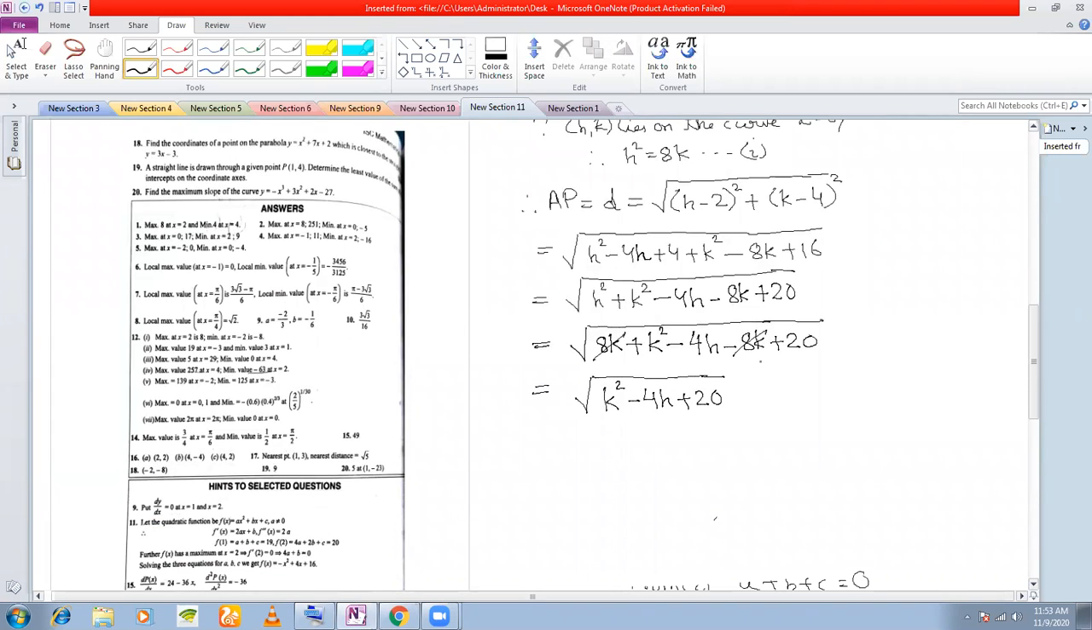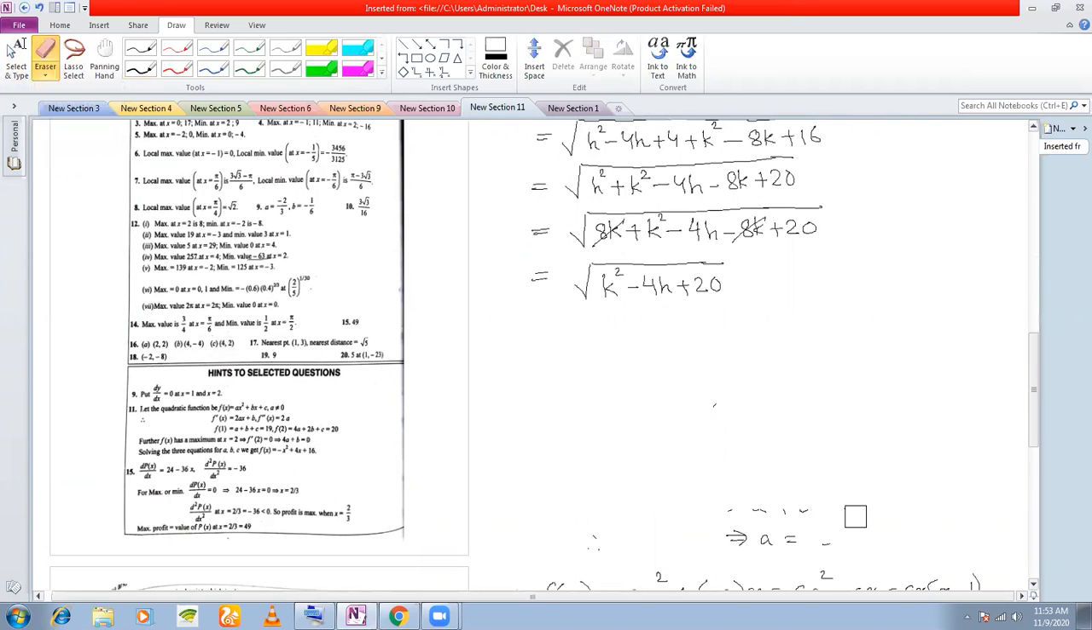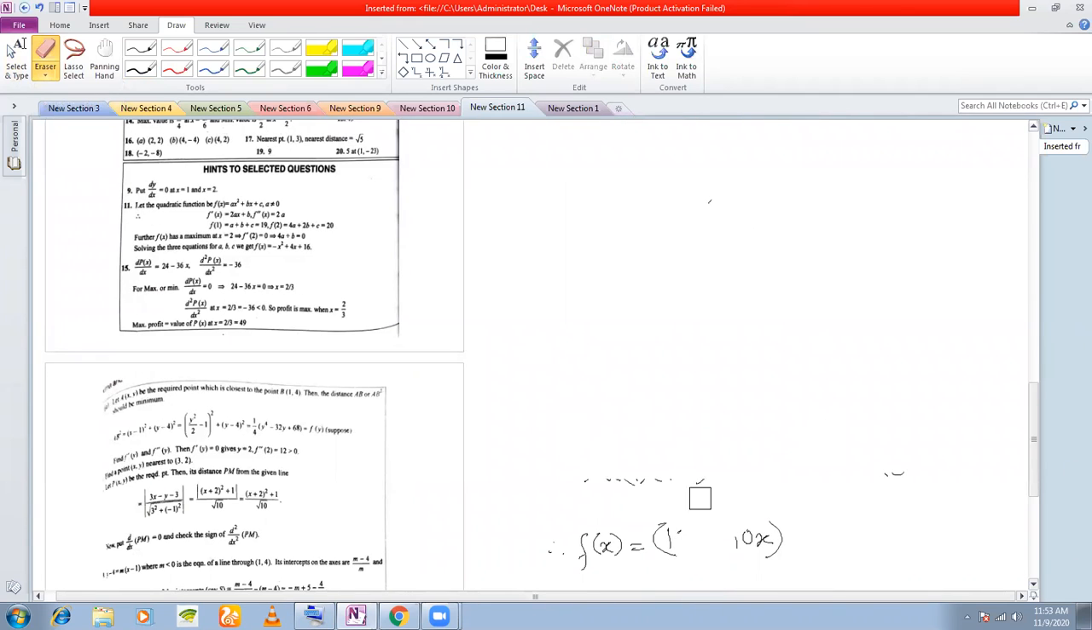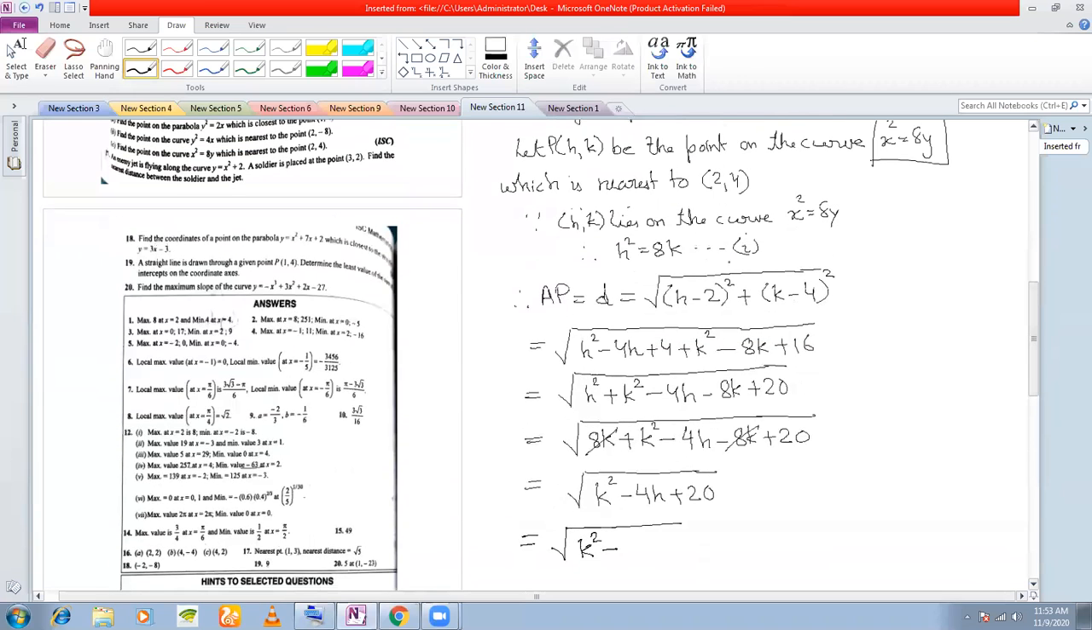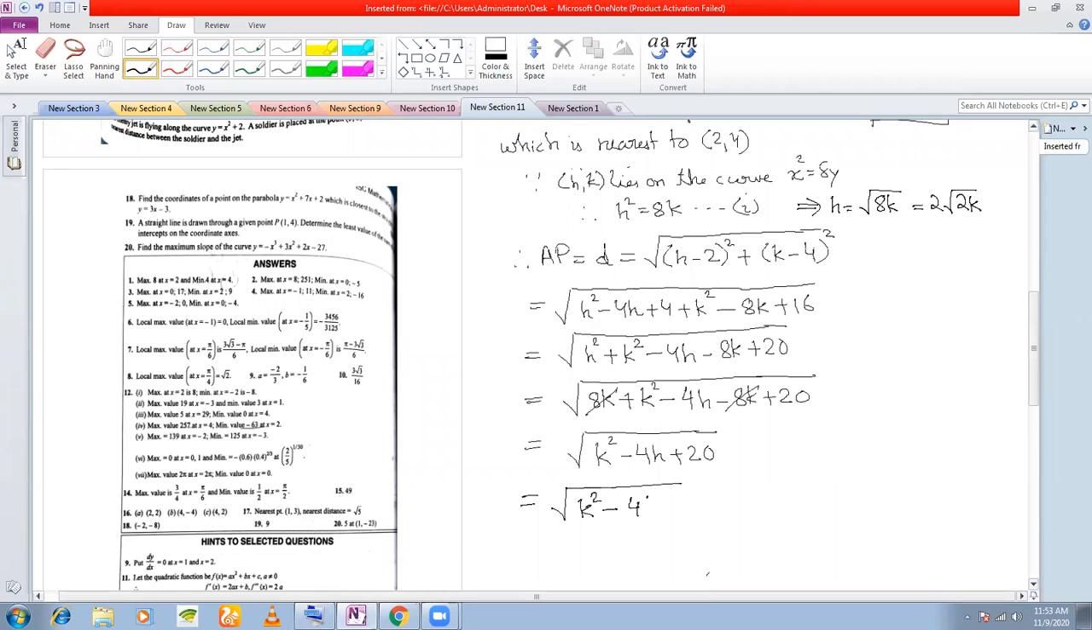So now you have got two variables, h and k. Again, you remove h. Write everything in terms of k. How do you remove h? What is h? h square is equal to 8k here, isn't it? So therefore, what can I write from here? h is equal to square root of 8k. That means 2 root 2k I can write, right? So what you do here is you simply put h is equal to 2 root 2k, okay, and plus 20. So what do you get here? You get root over of k square minus 8 root 2k plus 20. This is what you are getting.